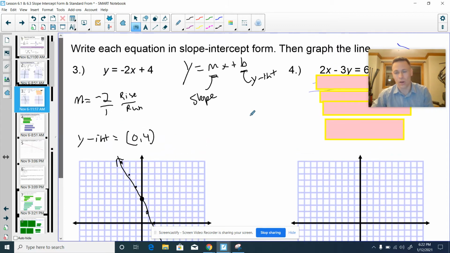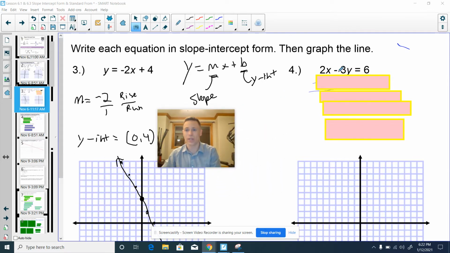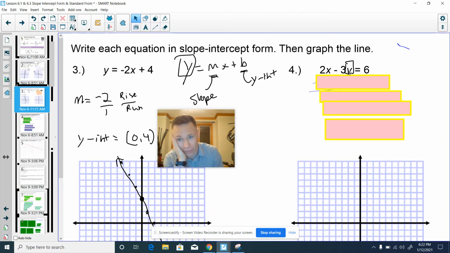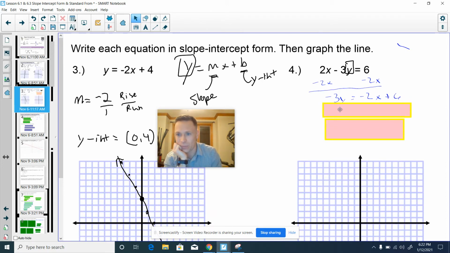Cool, cool. All right. So again, hopefully you tried this one. This one again is not solved for y, right? We need to solve for y in slope-intercept form. That means I'm going to get this y all by itself. So what's happening to y? It's being multiplied by -3, and then I'm adding a positive 2x to it, right? The last thing I said was add a 2x, so the first thing I'm going to do is subtract 2x from both sides. The 2x's on the left cancel out, leaving me with -3y is equal to -2x plus 6, or you could have written 6 plus -2x or 6 minus 2x, it doesn't make a difference.